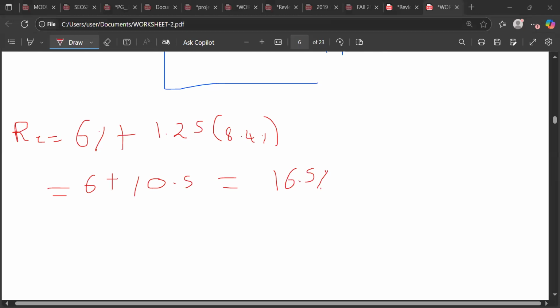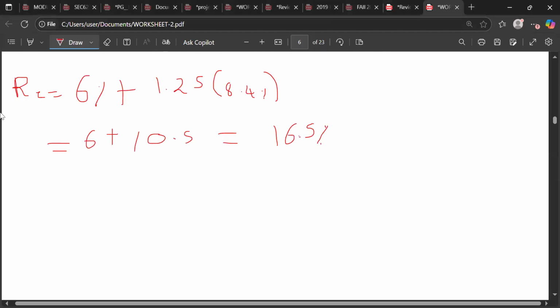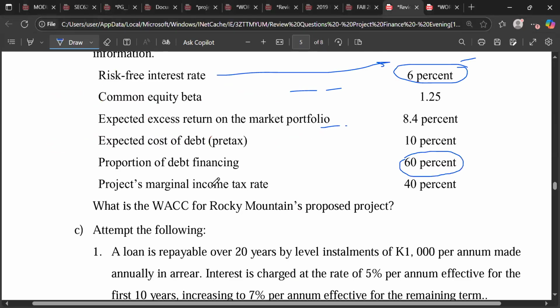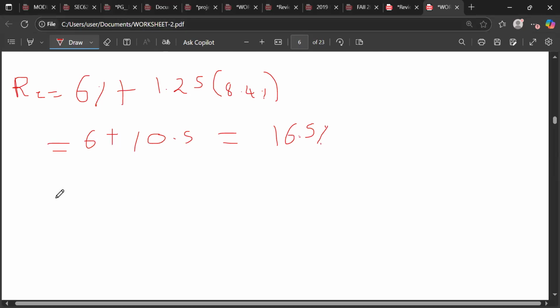Now, we need to find our cost of debt. Let's go back to the question. We're told the expected cost of debt, pre-tax. The key factor here is pre-tax. Cost of debt in every normal circumstance is subject to a tax shield. When you take out debt, the interest rate you're being charged there is subject to a tax shield.